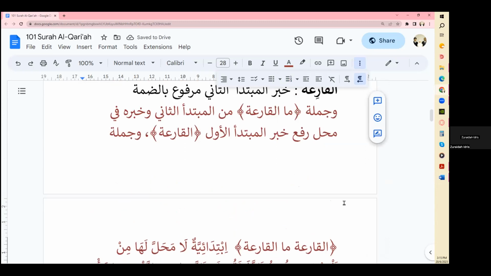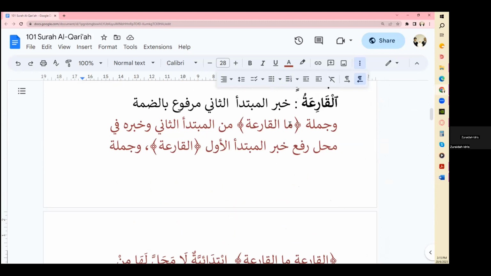All right, let's read this again together. So ma al-Qari'ah is the khabar of the second mubtada. Sorry, what does it say here? Min al-mubtada al-thani wa khabaruhu fi mahali rafa' khabar of the first mubtada, al-Qari'ah. Okay, is that right? Jumlah ma al-Qari'ah is min al-mubtada.